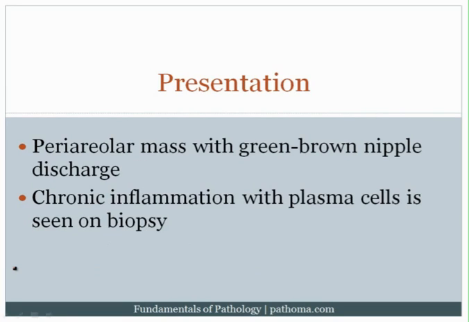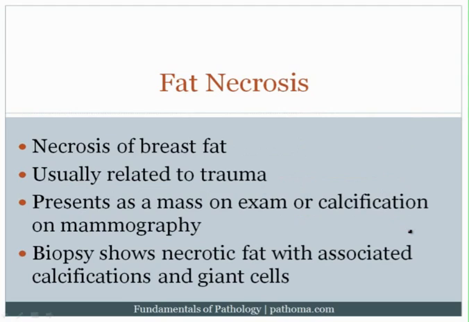And what's going to give that away is this green-brown nipple discharge. That's super high yield. If you've got green-brown nipple discharge, it's highly suggestive of mammary duct ectasia. Now, of course, if you were worried, and in particular because this is a postmenopausal woman, you might be worried, so you do a biopsy. And when you do a biopsy, you'll see chronic inflammation with plasma cells, and the plasma cells are characteristic as well of this disorder. The last of the inflammatory disorders is fat necrosis.